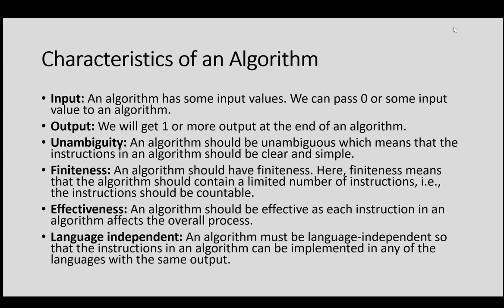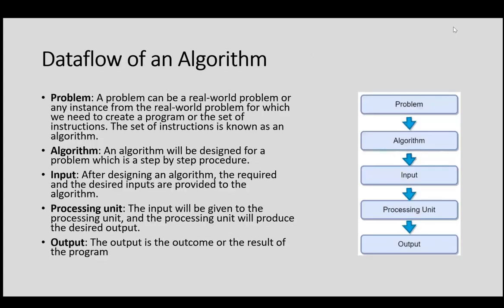So these are the characteristics of an algorithm. An algorithm will have an input. It will give you a set of outputs after performing operations according to the algorithm. Then it will be unambiguous. Then finiteness should be there, and it will be language independent. Also, effectiveness is one of the main characteristics, because if we need an algorithm, it has to work in an effective manner. The next thing is the data flow of an algorithm.